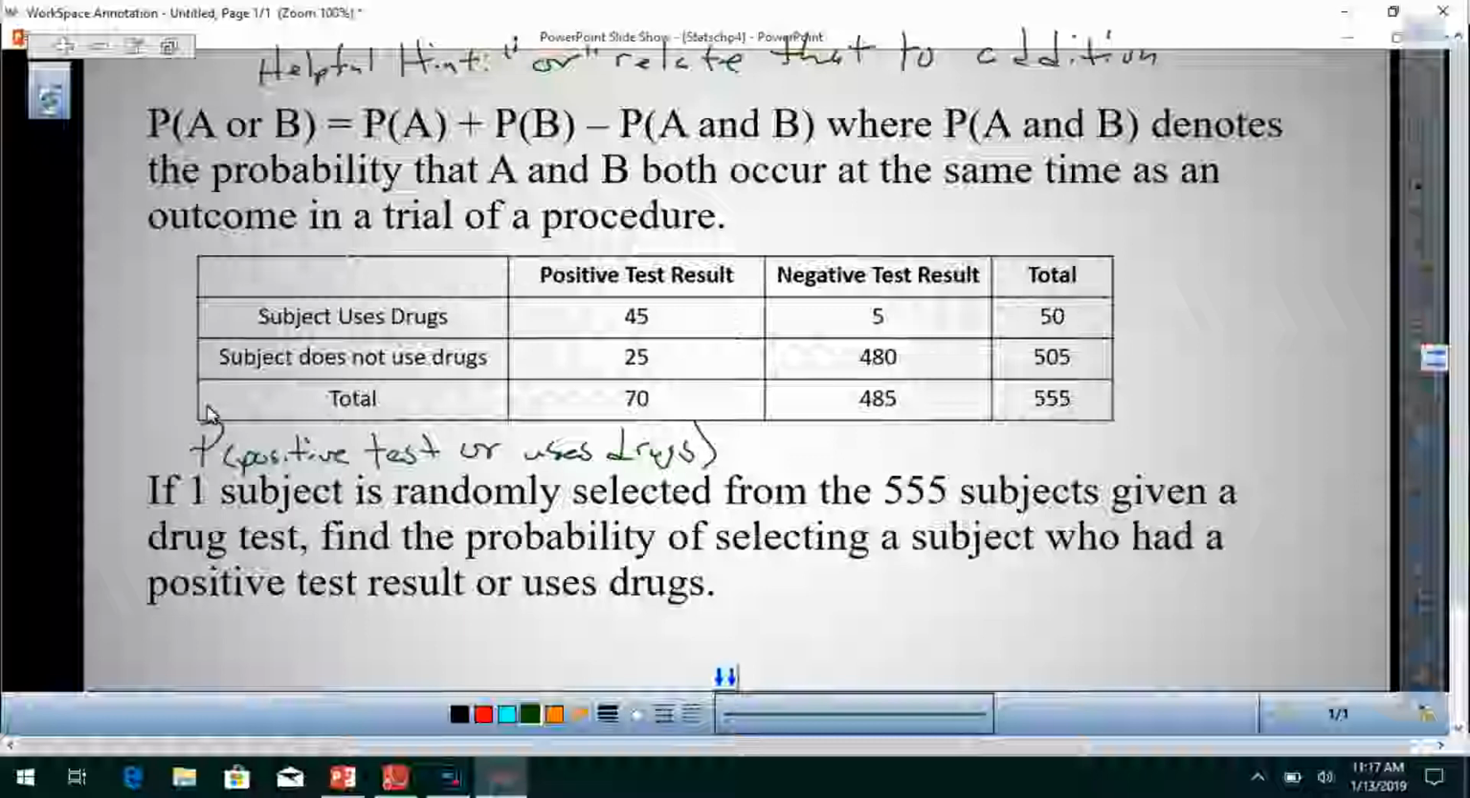Now, if we follow the formal definition, probability of A, positive test results, that would be 70. All right, so we're going to follow it first. So we got 70, and then uses drugs. So subject uses drugs. That's 50. So 70 plus 50. And then the probability of A and B, that would be 45. So we're going to subtract 45 from that over 555. And that's going to equal 0.135.